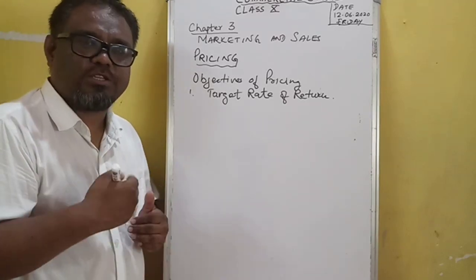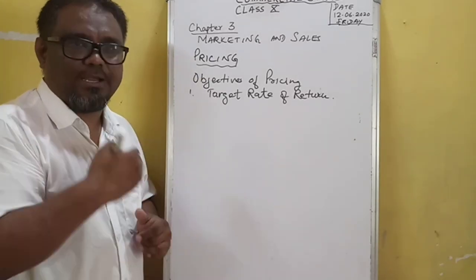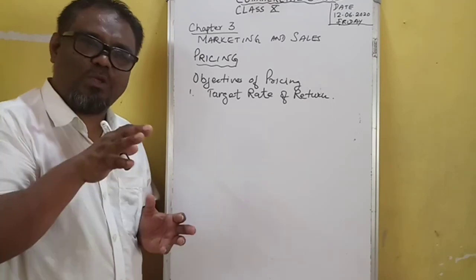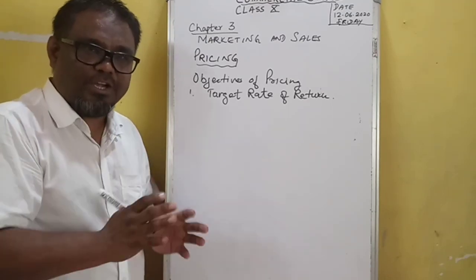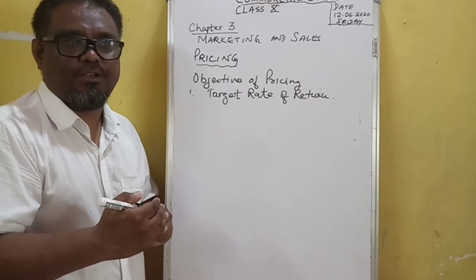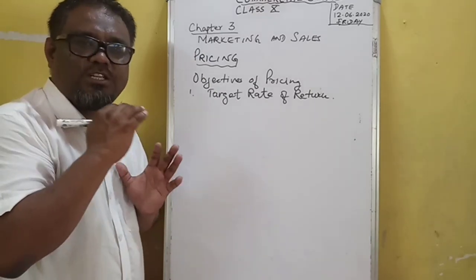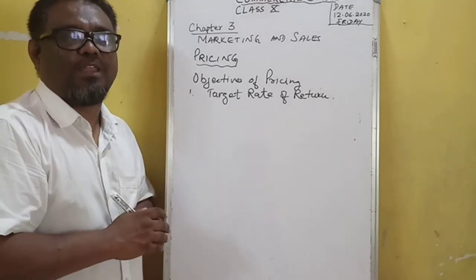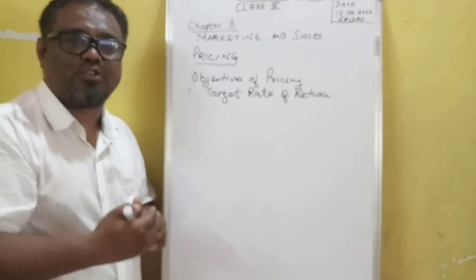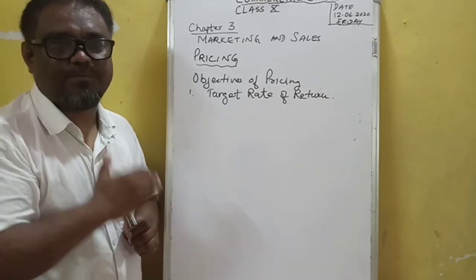So a producer or manufacturer always has some target, how much percentage he expects from the capital he has invested in the business, that is profit. Without profit, no manufacturer produces the product. He always adds his percentage of return, how much he expects from the capital he has invested in the business, which is called the rate of return. So that's called profit. How much is his target to earn from that product? So before pricing is done, a producer always expects some target of return from that particular investment in that particular product.